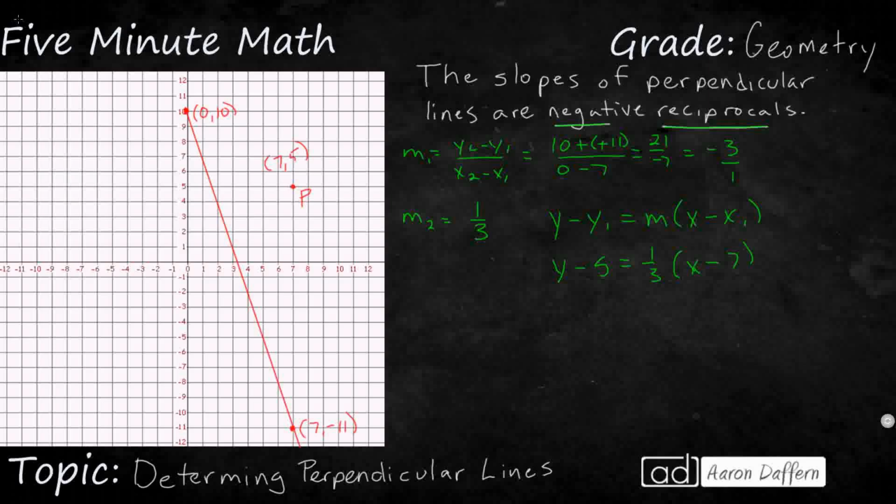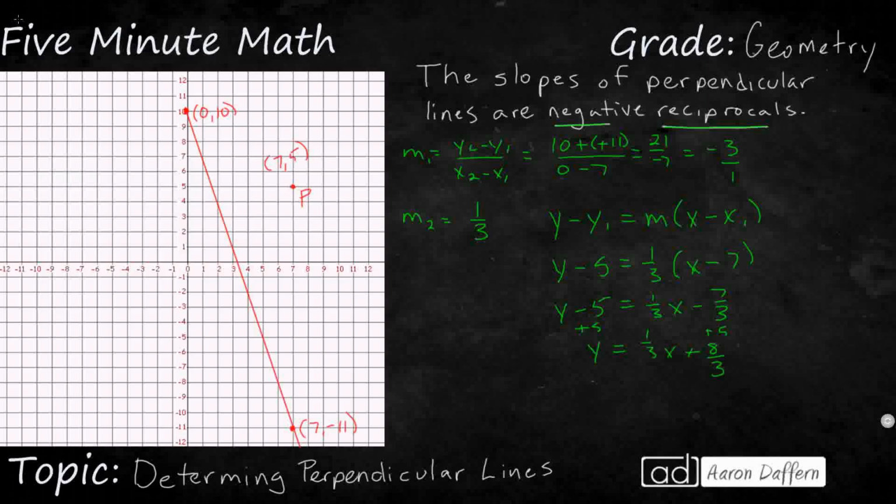So now all I need to do is distribute this out, solve for y, and I'll have my new equation. So this is going to be y minus 5 equals 1/3 x minus 7/3. And then what I need to do is add that 5 to both sides, right? And really 5, I can reimagine as 15/3. And so 15/3 minus 7/3 is going to be 8/3. So I'm going to have y equals 1/3 x plus 8/3.